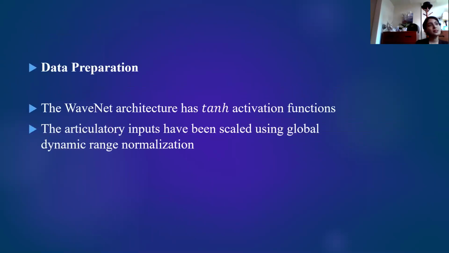for articulatory and acoustic features respectively. To adapt the sensor articulatory trajectory information to the range of -1 to 1, to be compatible with the tanh (hyperbolic tangent) activation function, we scale the articulatory trajectories to this range using global dynamic range normalization.